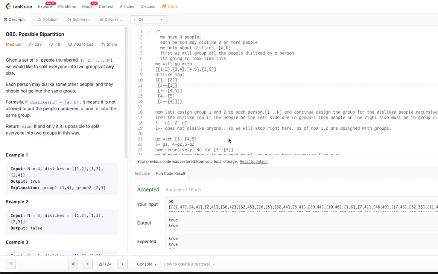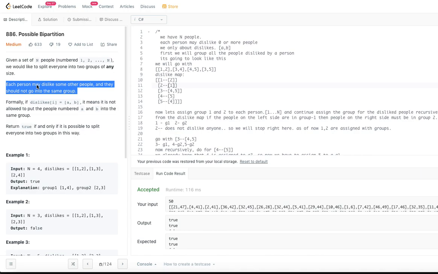Let's jump into today's problem. Possible bipartition. Given a set of n people numbered 1 to n, we would like to split everyone into two groups of any size. Each person may dislike some other people and they should not go into the same group. So that's the condition. We have n people numbered from 1 to n and we have to divide all the people into two different groups.